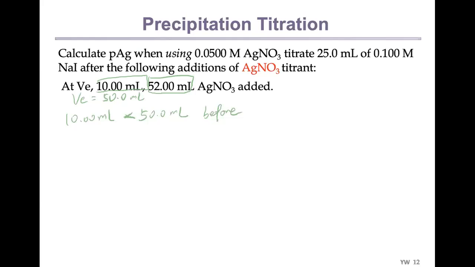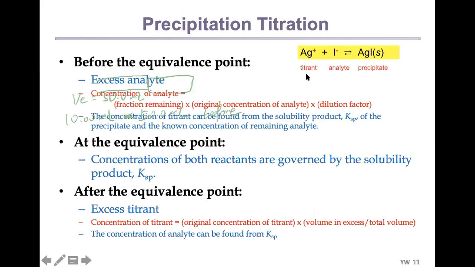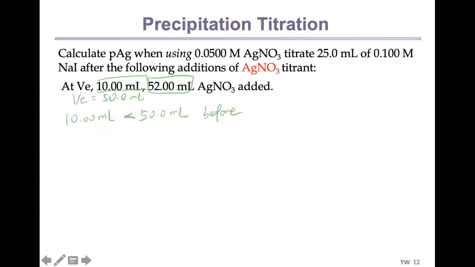How would you calculate the concentration of silver before equivalence point? If we quickly go back to the instruction, in this case, you have excess amount of analyte. So you have to calculate the concentration of analyte first, which is the fraction remaining multiplied by original concentration of iodide and multiplied by the dilution factor. Okay. So what is the fraction remaining here?